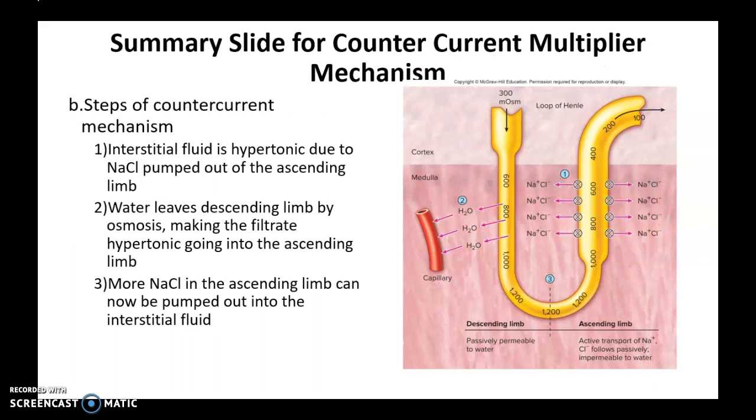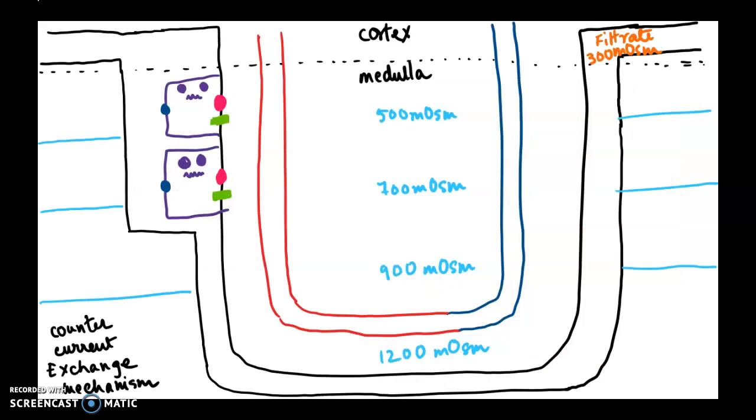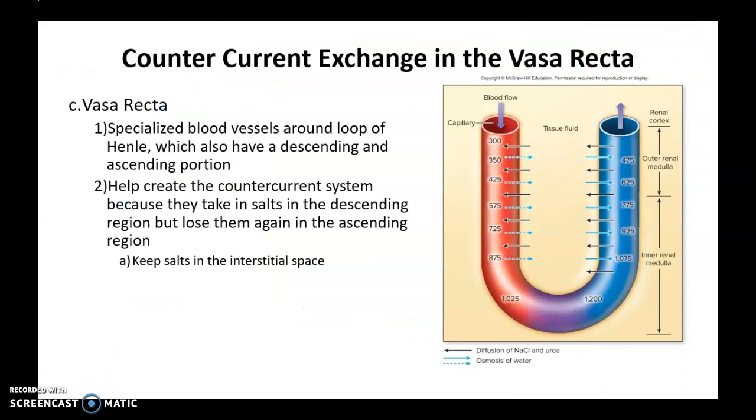All right. So this is just a summary slide. I will leave this for you to study on your own. And I'm not explaining these two because I have talked enough about the countercurrent multiplier system. Now moving on to the countercurrent exchange system that takes place in the vasa recta. Remember, vasa recta is a blood capillary that runs along the loop of Henle. Vasa recta also has a descending portion and an ascending portion, right?